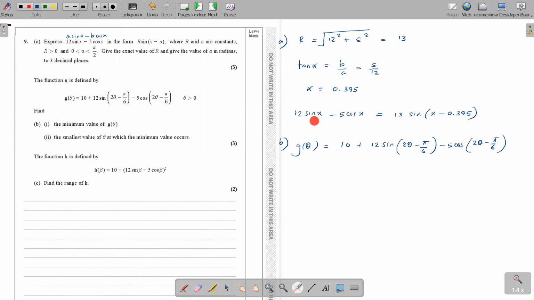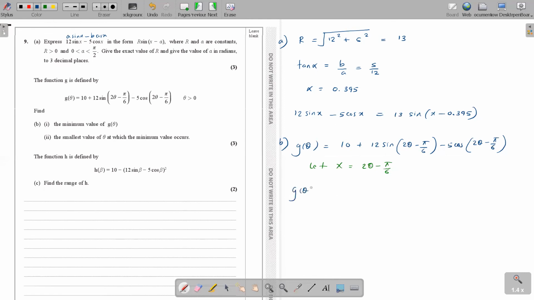So I can say that 12 sin and minus 5 cos is there, just that x is replaced by 2 theta minus pi over 6. So let me put it back. I'm going to replace 2 theta minus pi over 6 with x. So then we can easily see the part A value here.